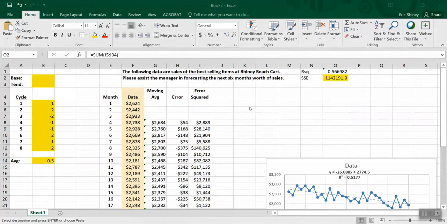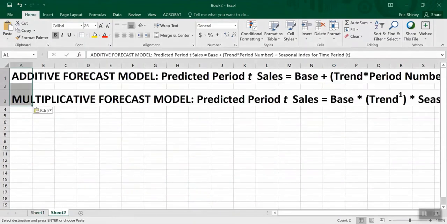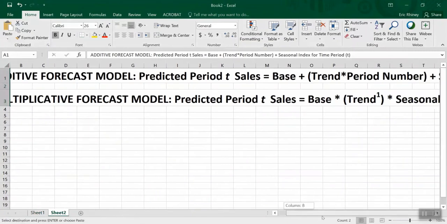All right, so the first thing I want to do, before we go any further, is give you guys the equation for each type of analysis. We have the additive forecast model and the multiplicative forecast model. You can see both of them are to predict or forecast, in this case sales, but it could be anything. It's a forecasting model. I'm saying sales here, but it could be inventory, it could be manufacturing, whatever.